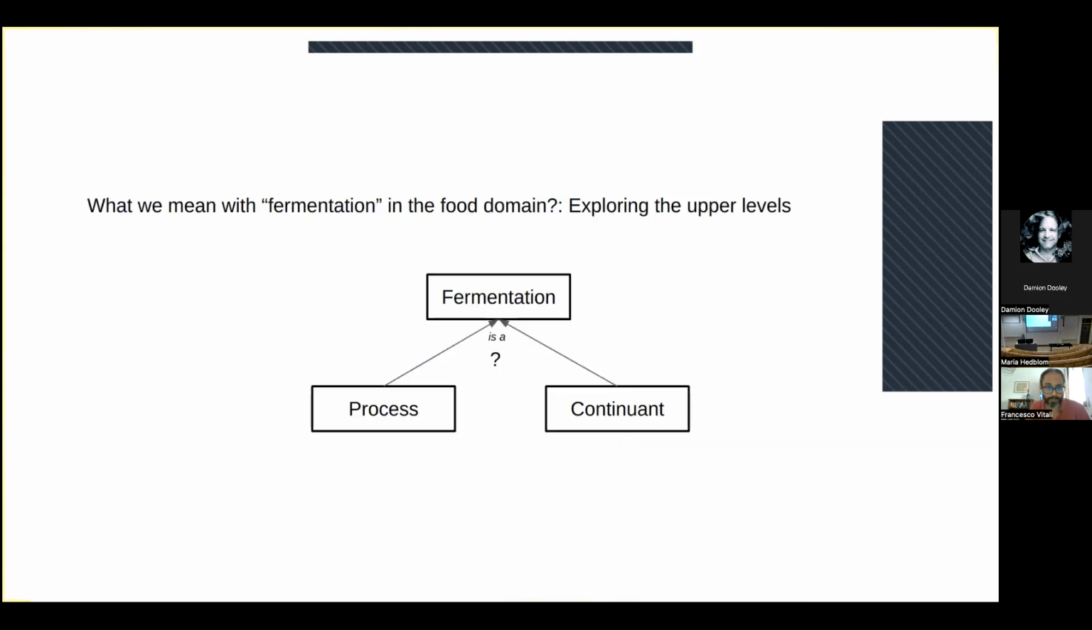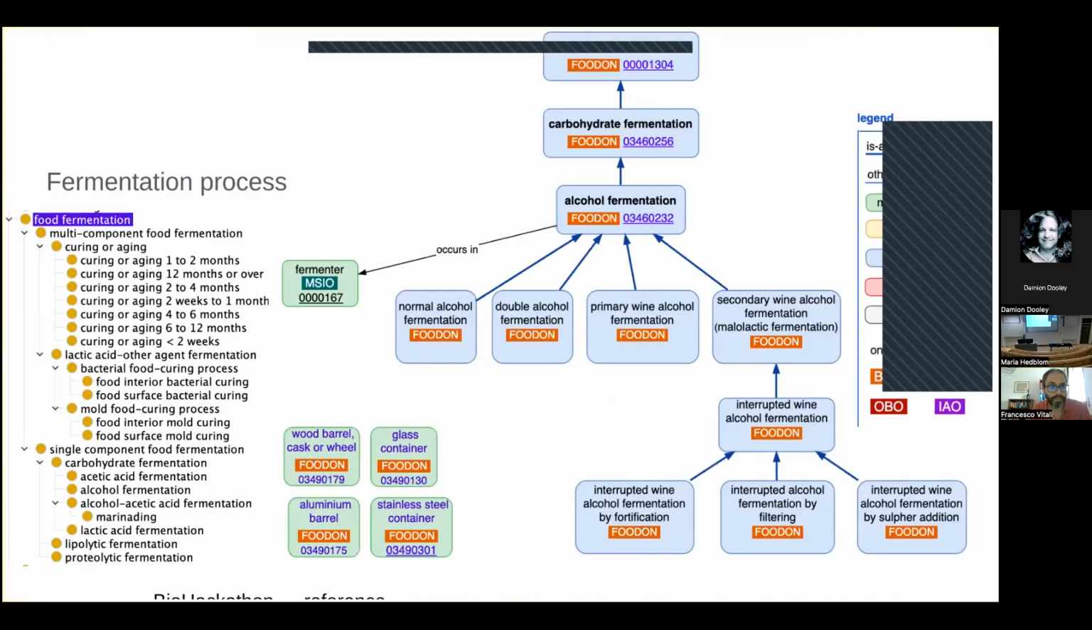So I think that some of the elements were already briefly touched on in the previous section. So first of all, the first question we could be asking is, what is a fermentation? And I would say that we will have no objection in interpreting the fermentation basically as a process. So as a process, there was already a bit of modeling of the fermentation process in FoodOn.